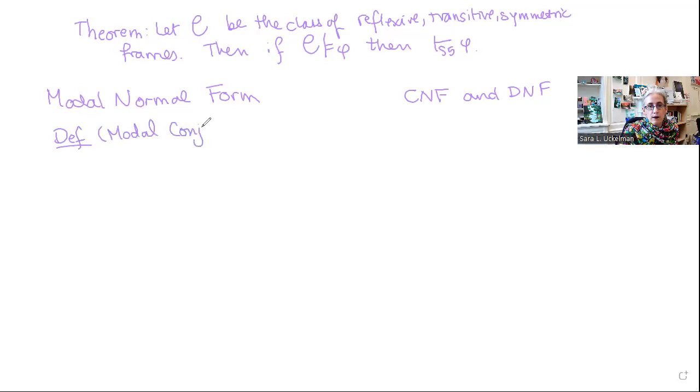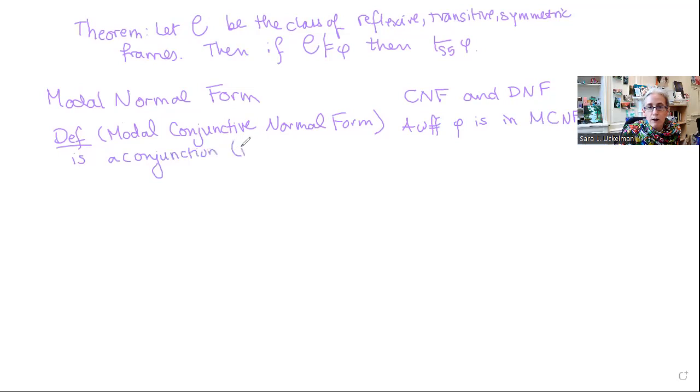So we're going to introduce a notion of modal conjunctive normal form. Now, you could also do disjunctive, but we're not going to use anything like that. Modal conjunctive normal form is a way of taking an arbitrary formula and converting it into something that is logically equivalent to it, but has a particular form. So a well-formed formula phi is in modal CNF if it is a conjunction. Now, I'm going to add the caveat that it is possibly degenerate. I'll come back and explain what I mean by that. In which each conjunct has a particular form.